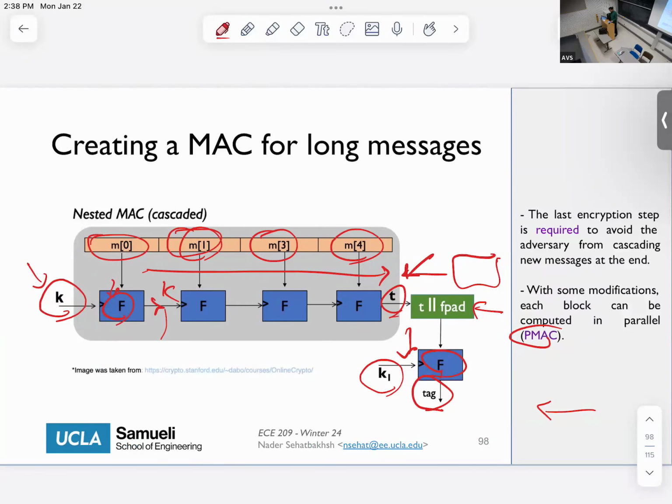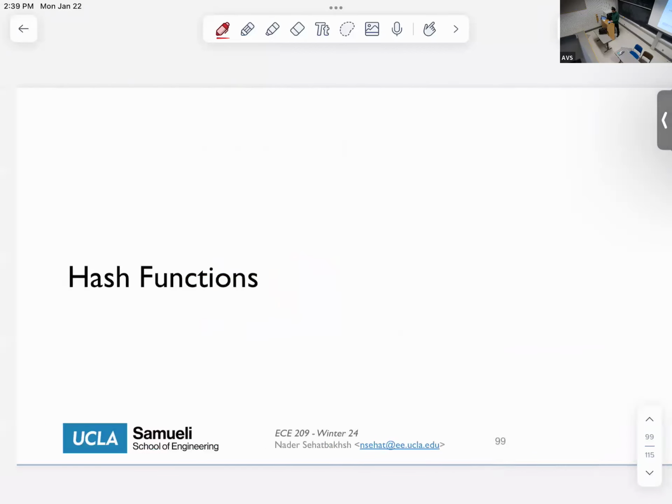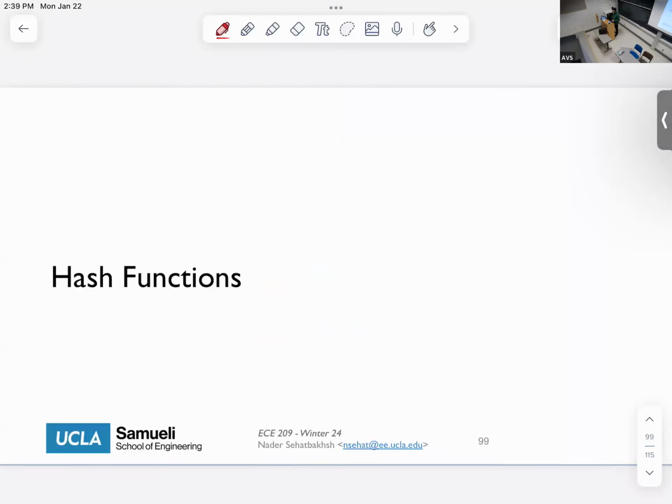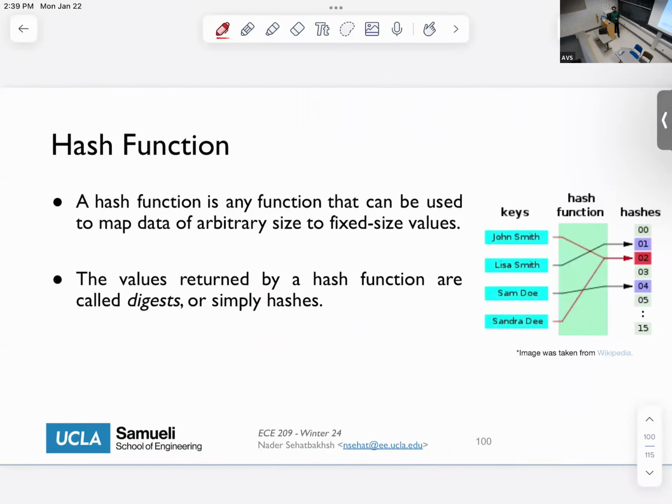So that's it with the MACs. As I said, CMAC, NMAC and PMAC are the most famous ones. I'm going to come back to the MACs. It's called HMAC. That's the most used one. But for that, I need to first explain what a hash function is. A hash function is probably something that you have seen a lot in your life. A hash function by default is not a security concept. It's something that we use in many, many different cases.